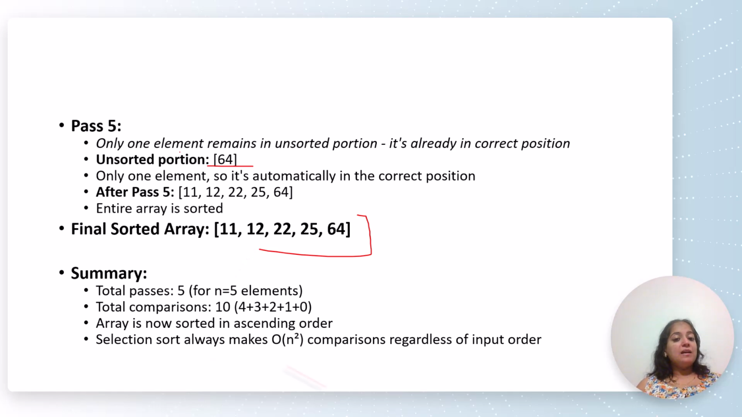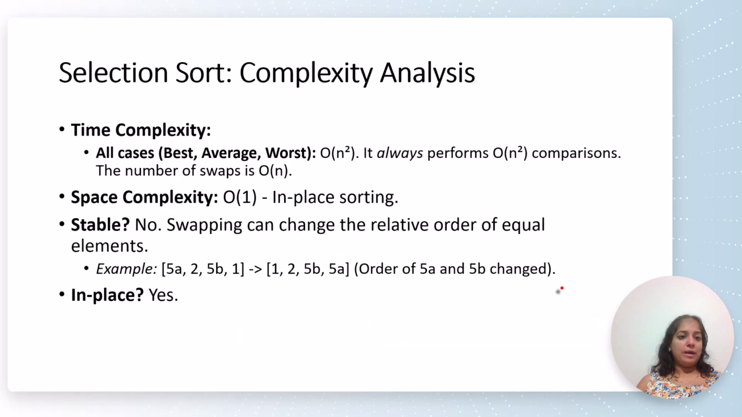So total passes here are 5 because n equals 5 elements. Total comparisons are 10: first time 4 comparisons, then 3, then 2, then 1, then 0. The array is now sorted in ascending order, and it always takes big O of n squared comparisons irrespective of the order of elements. Whether the elements are sorted or not, it always takes big O of n squared. So whether best case, average case or worst case, the time complexity for selection sort is big O of n squared, and the number of swaps is big O of n.